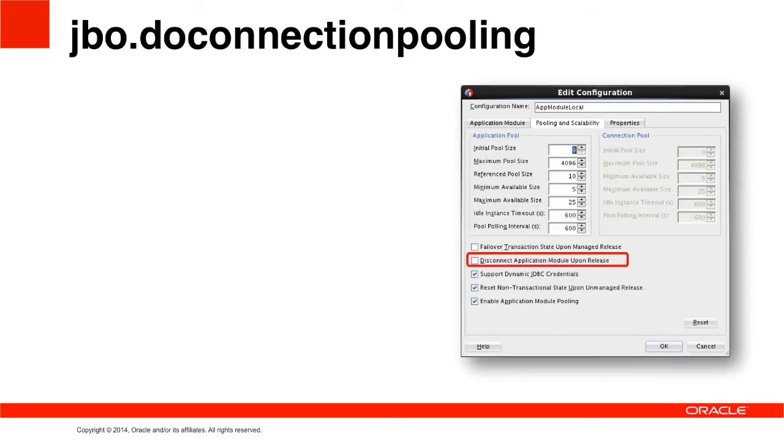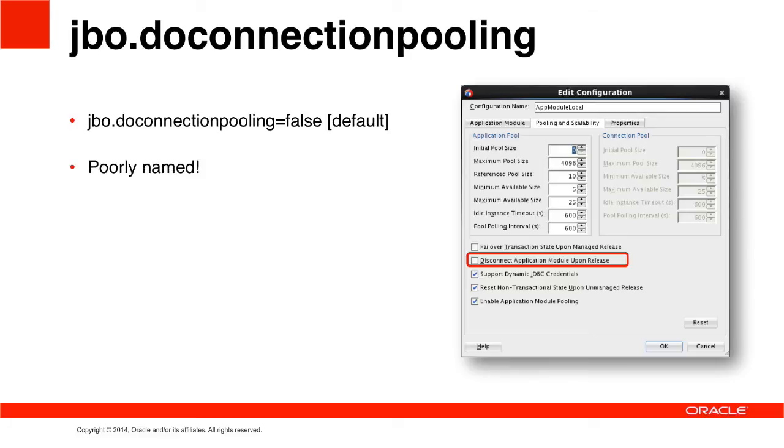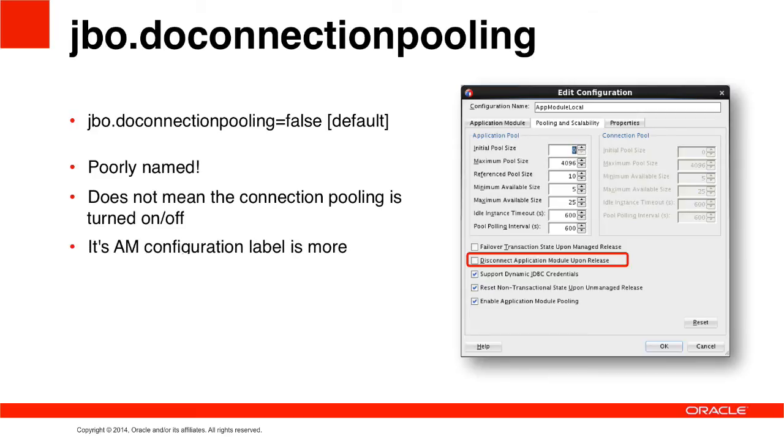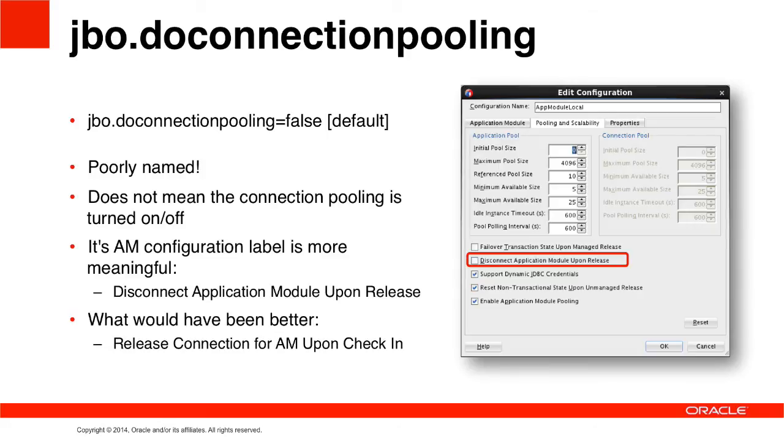The JBO.do_connection_pooling parameter, which takes the values of true and false, is unfortunately a poorly named parameter for historic reasons. It does not mean you are turning on or off the associated application module JDBC connection pool. Rather, the application module configuration editor label name for this parameter is much better: disconnect application module upon release. And an even better name would have been release the connection for the application module upon a check-in.